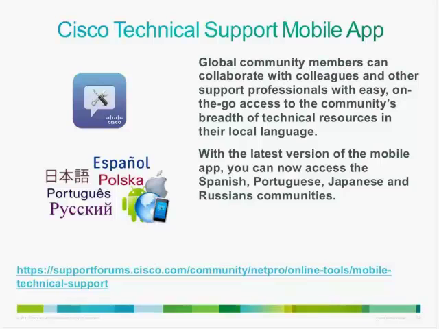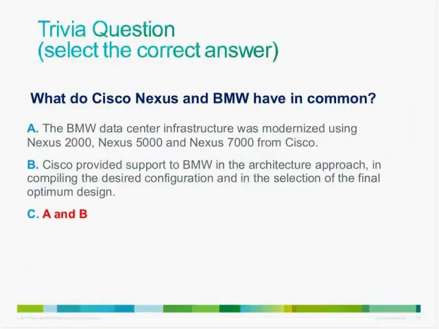And here's the answer to the trivia question. It was C, A, and B. So what do Cisco, Nexus, and BMW have in common? The BMW data center infrastructure was modernized using Nexus 2000, Nexus 5000, and Nexus 7000 from Cisco. Also, Cisco provided support to BMW in the architectural approach, in compiling the desired configuration, and in the selection of the final optimum design. It looks like the majority of you got that answer correct.